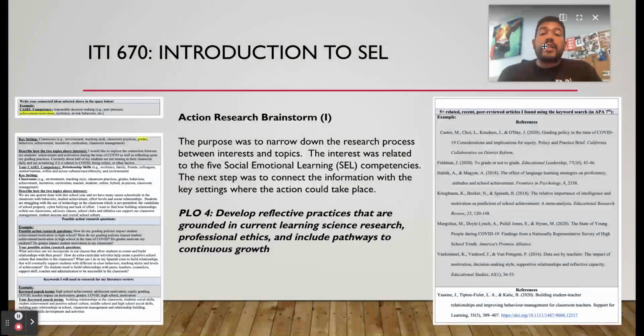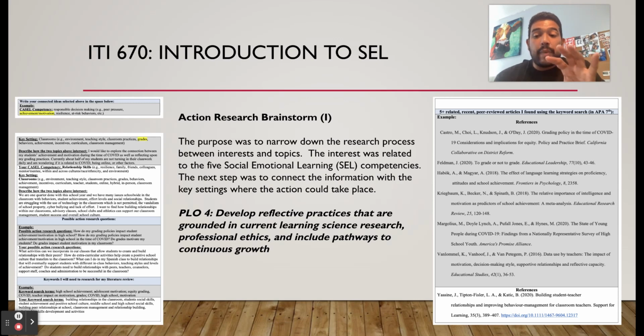Slide number three, it was the next artifact that we have on the list. And this is obviously also from the same class, Introduction to SEL. And I chose the action research brainstorm, which I didn't have a lot of experience at all with research at this capacity, and using APA 7 and different formats that I had no idea about. I didn't even know what a peer reviewed journal was before I started this.